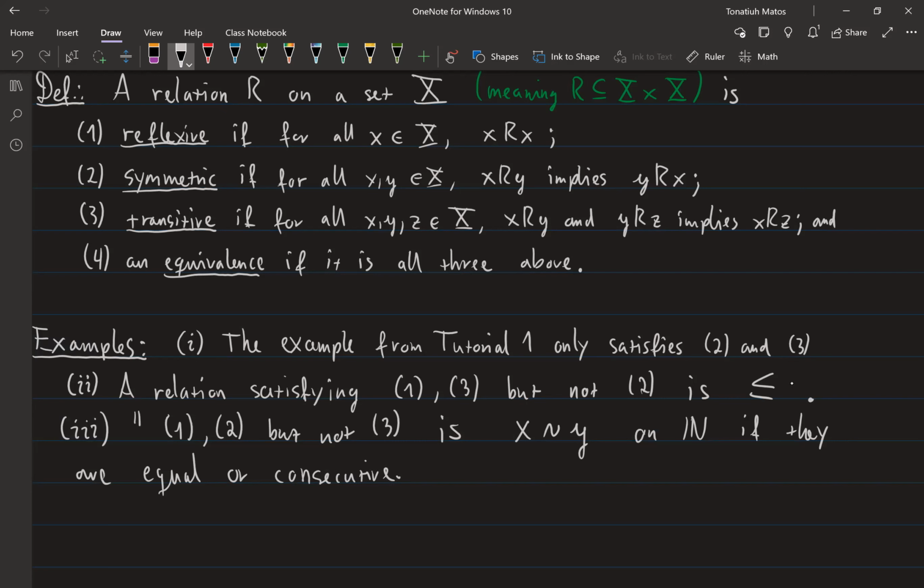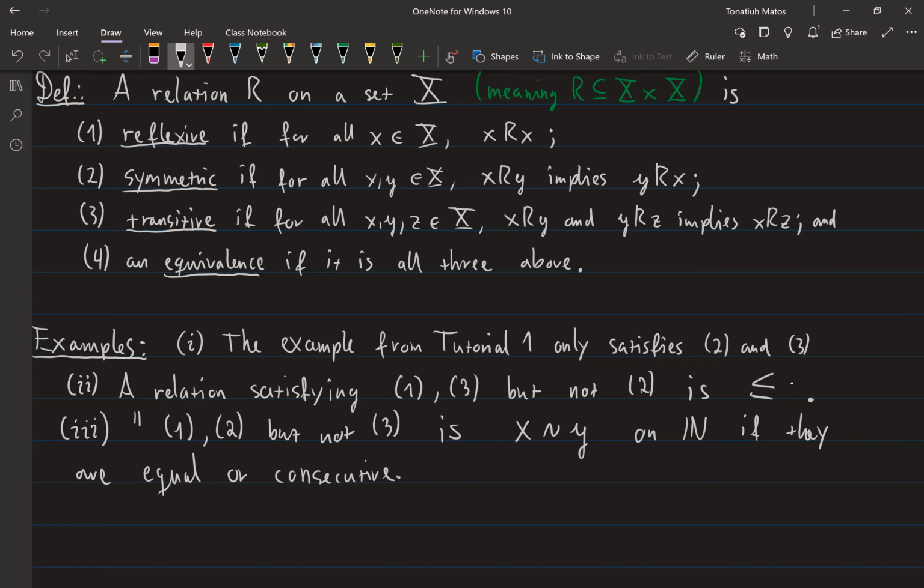So why is this reflexive? Well, I'm including the possibility of them being equal. So obviously it will be reflexive, right? Every element is equal to itself. Why will it be symmetric? Well, if two elements are equal or consecutive, clearly the order doesn't matter, right? If x and y have this relation, then y and x have the same relation. They will either be equal or consecutive. One of them is the other plus one, right?